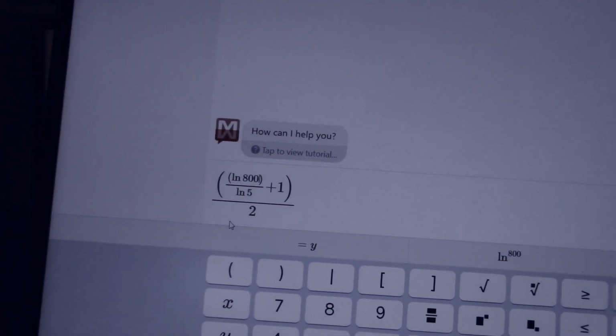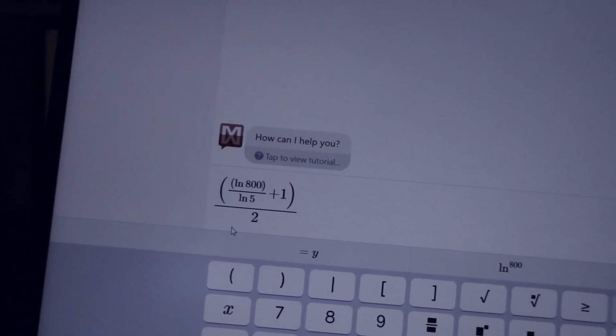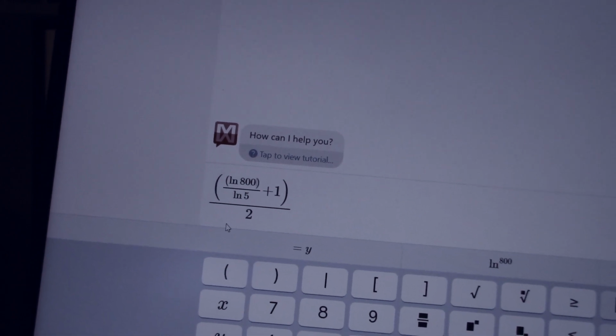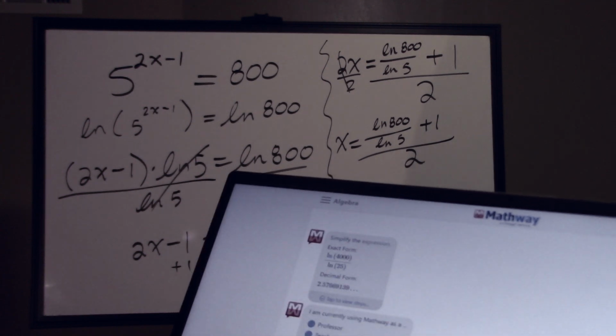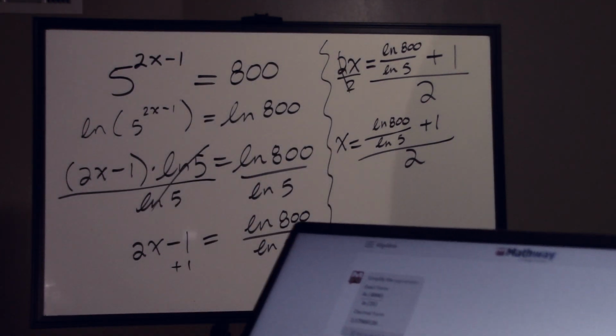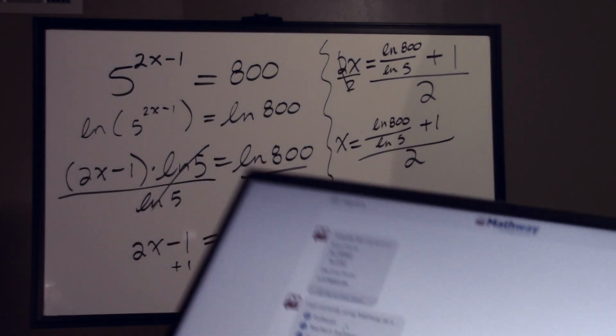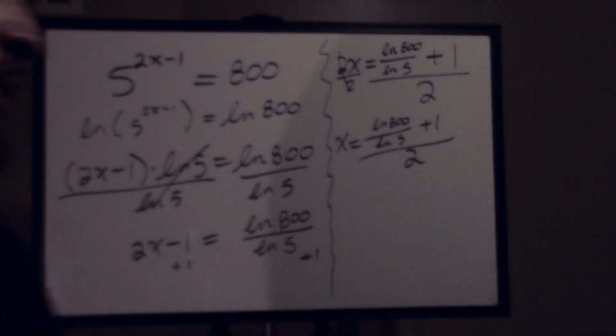But that's what I want. The natural log of 800 divided by the natural log of 5 plus 1, all in parentheses, and then divided by 2. And if I hit enter, it's going to ask me, are you sure this is what you want to do? And here I have a decimal form, 2.57669, yada, yada, yada. Right? So whatever calculator you're using, know how to use it.